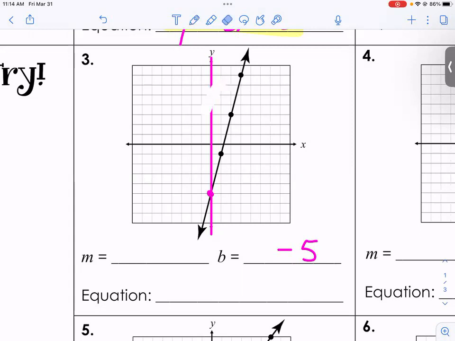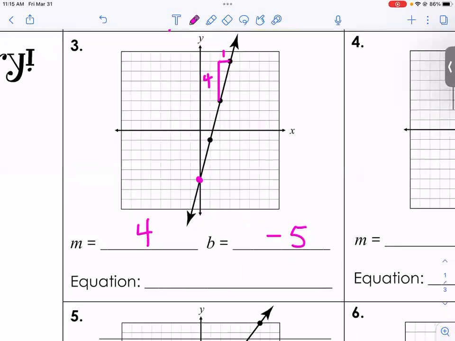Tyler, what is our slope? Okay, so you say we go up 4 over 1. So do you agree that our slope is 4? A positive 4? Okay, so Tyler, what's our line? Excellent.